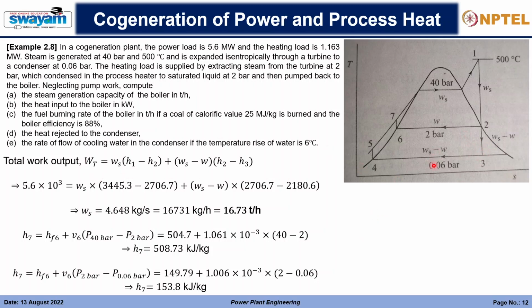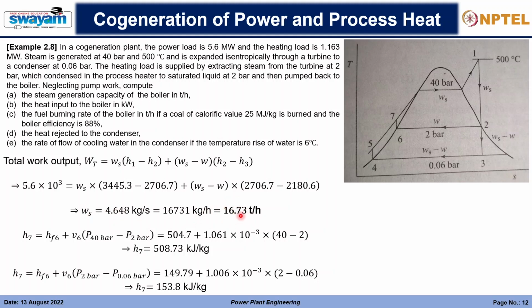Next, let us calculate the total. We know the total power, which is 5.6 megawatt, generated from 1 to 3. We know the enthalpy at states 1, 2 and 3, so we can directly put into this formula that the total power generated by the turbine is Ws into (h1 minus h2), plus (Ws minus W) into (h2 minus h3), since Ws minus W is also expanded in the turbine from state 2 to state 3. We already know the value of W, so there is only one variable, Ws, and we get its value.